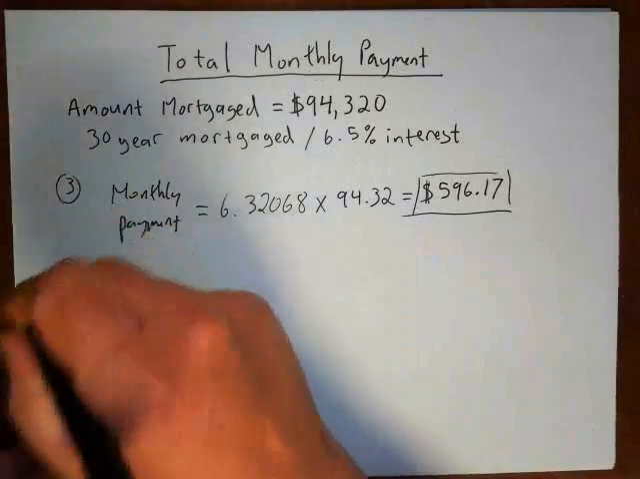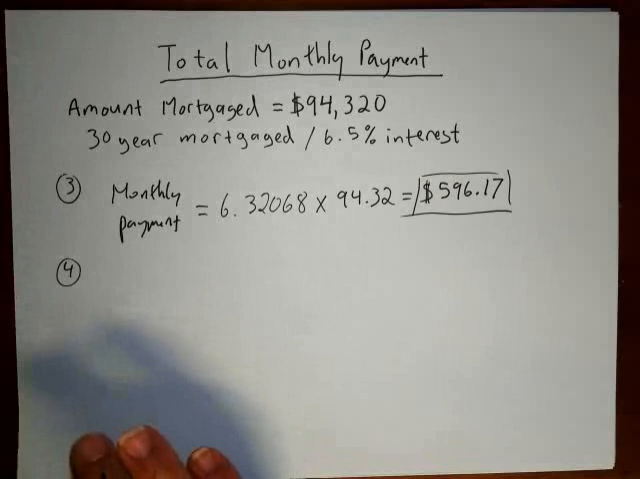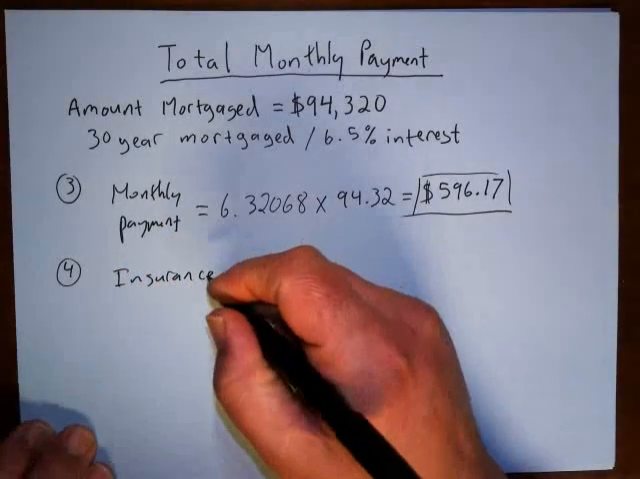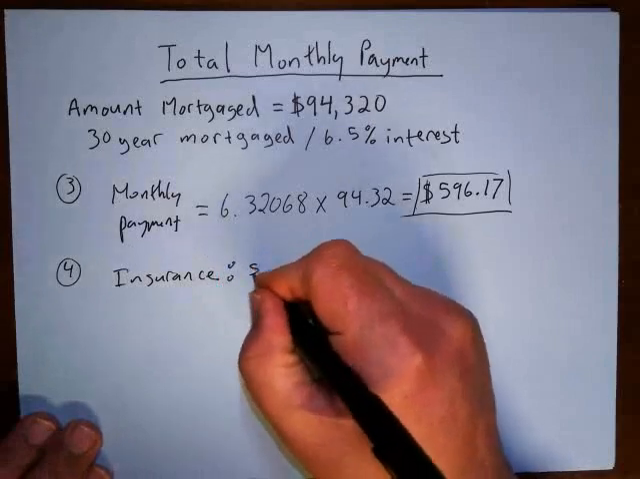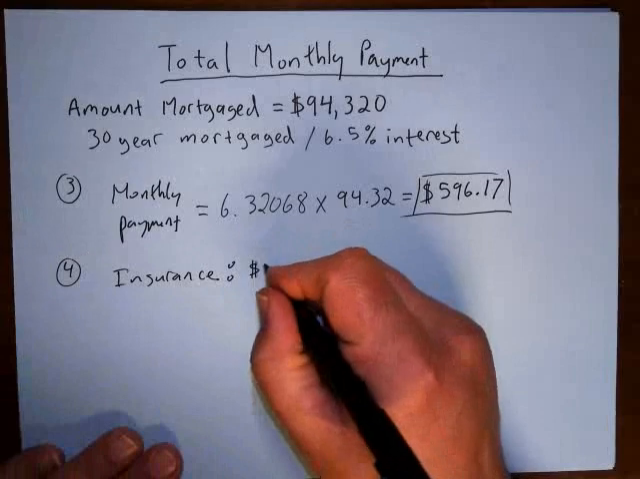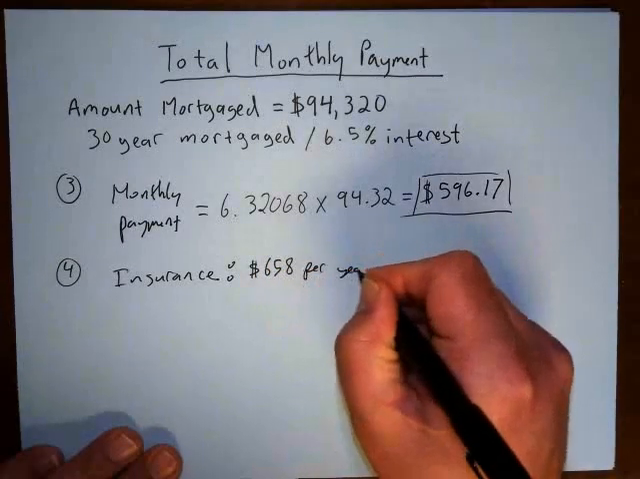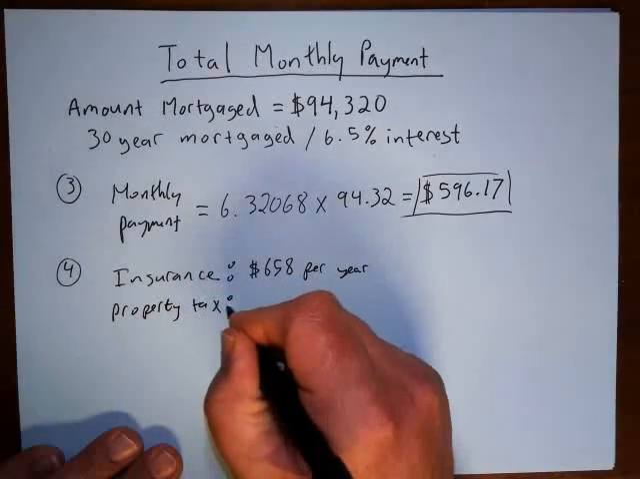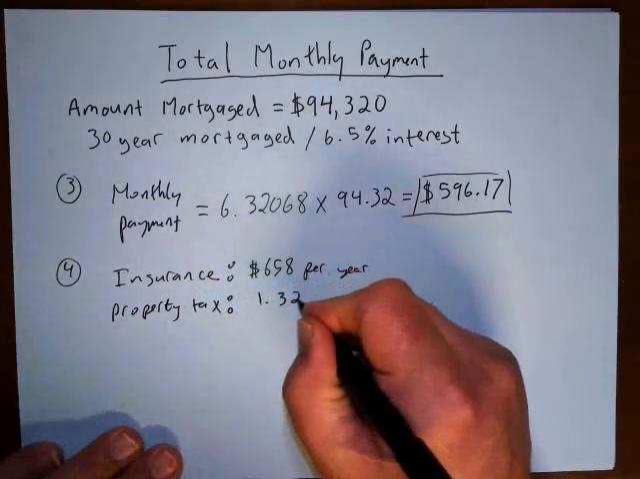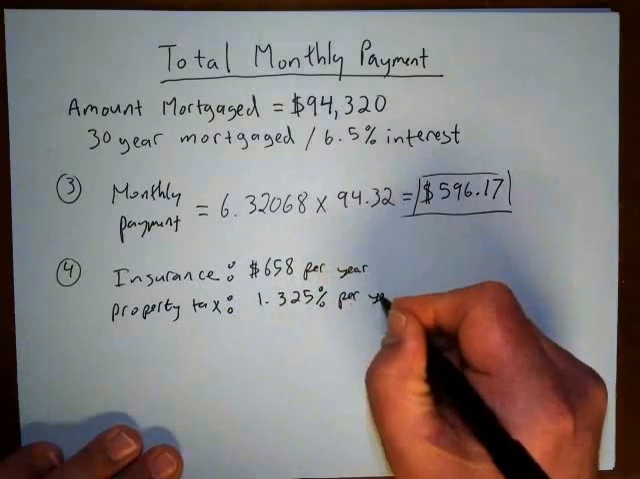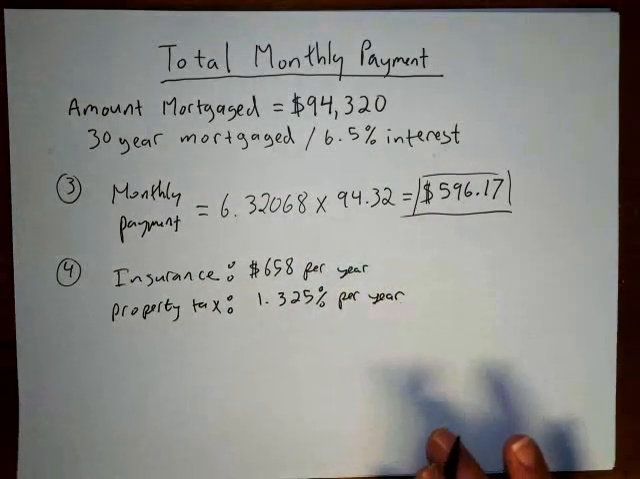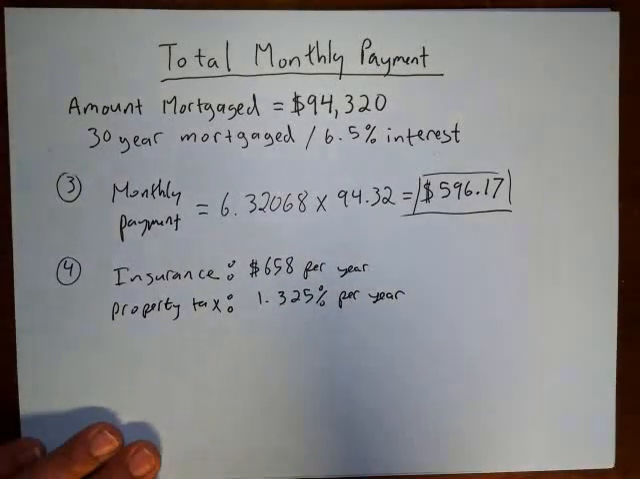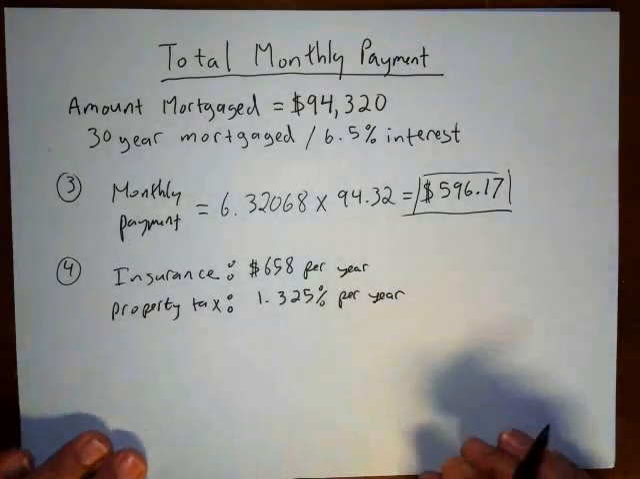Okay, so what I need to do is figure out the homeowner's insurance and property tax. So let's just say that the insurance is, we'll say $658 per year. And then let's say property tax, we'll say that this is 1.325% per year. Okay, now these numbers are different on your mortgage project, but it'll be something like this. And so what we need to do is figure out how much insurance and how much property tax we have to pay each month on our home.